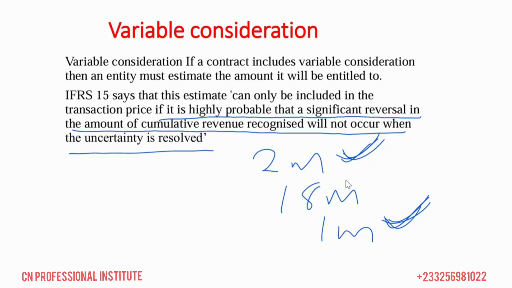It is only then that they can record the 1 million. If they are not certain, if it's not probable, if the circumstances surrounding them will not permit them to finish within 18 months, then they cannot record the 1 million.